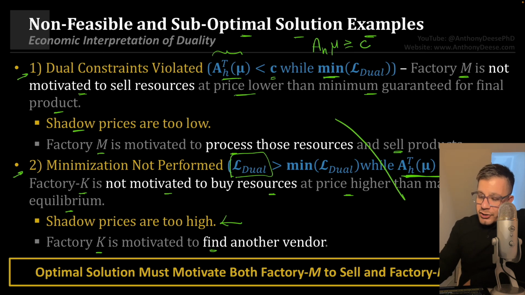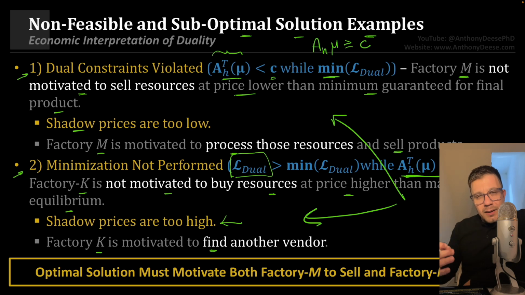So I think the combination of these two non-feasible or suboptimal states really explain why the dual optimization problem is formulated the way that it is, and it kind of helps to answer the red highlighted and the blue highlighted question from a couple slides ago. The optimal solution must motivate both Factory M to sell and Factory K to buy, and this goes back to how I said it was subjective, that the dual problem is presented from Factory M's point of view, because in reality, right, the optimal solution must be optimal for both Factory K and Factory M.